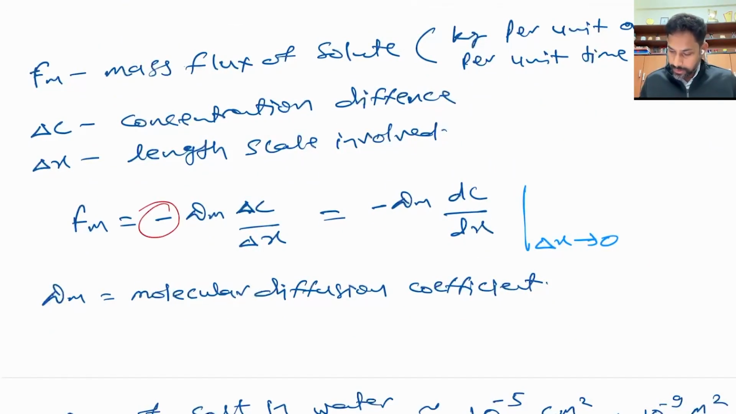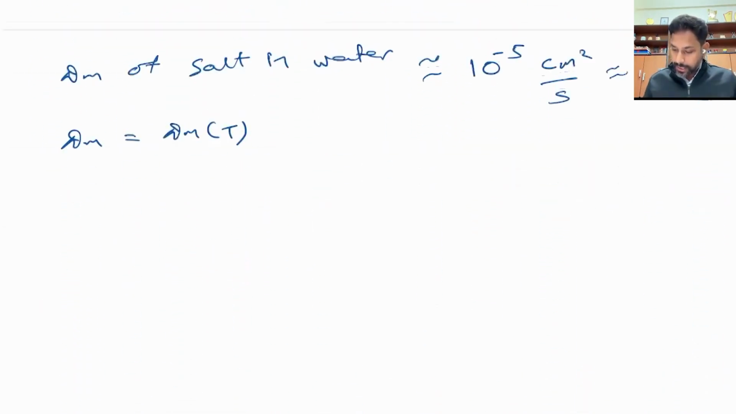So in this case, we have this negative sign in this equation. That is because it goes from higher concentration to lower concentration. Okay, because dc by dx by default is a negative value, and that multiplies with the negative sign, so that gives Fm as a positive value.